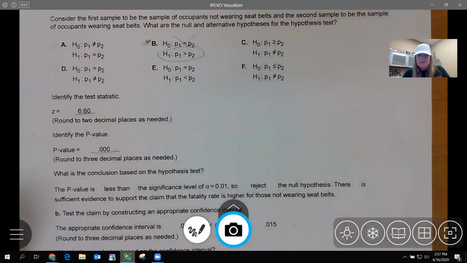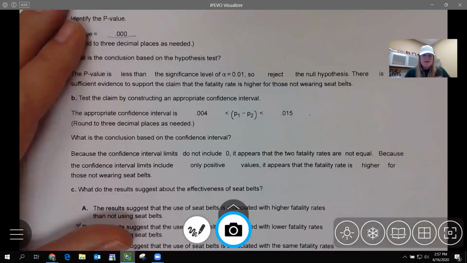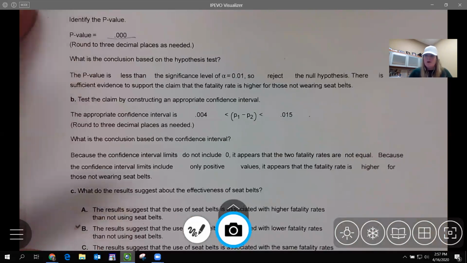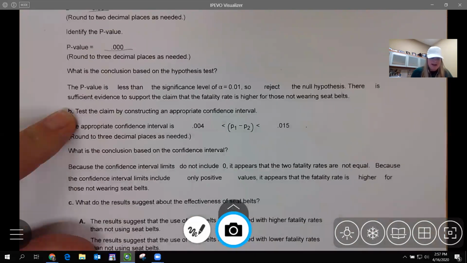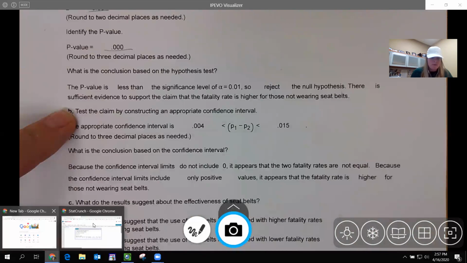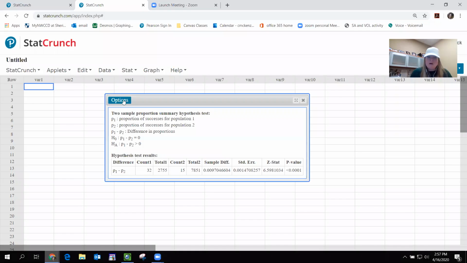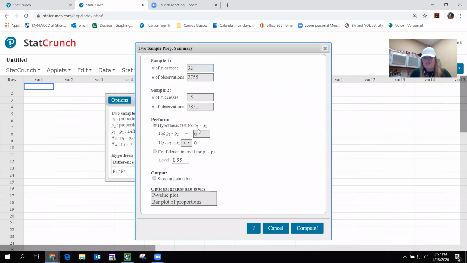Okay, so there is significant evidence to support the claim that the fatality rate is higher for those not wearing your seatbelt. Okay, so part B, we're talking confidence interval here. So what would I do in StatCrunch? Let's bounce back real quick. We're in here. I'm going to go to edit because I already have my information in here. And now I want a confidence interval. So I'm going to use the value of 99 because it said 0.01 in this one.